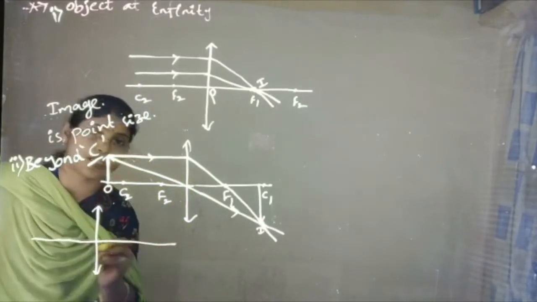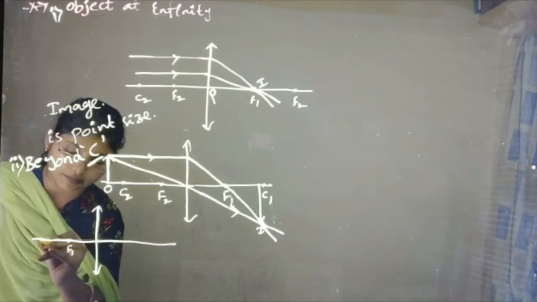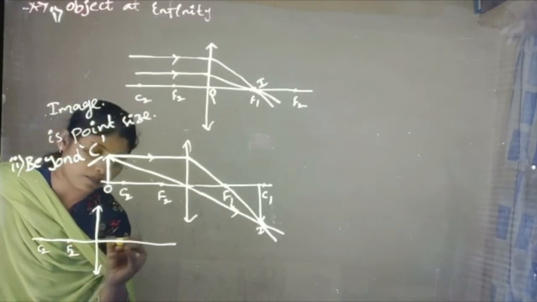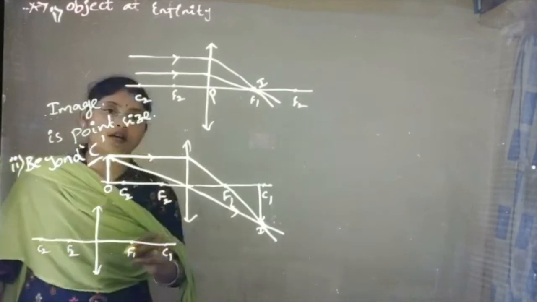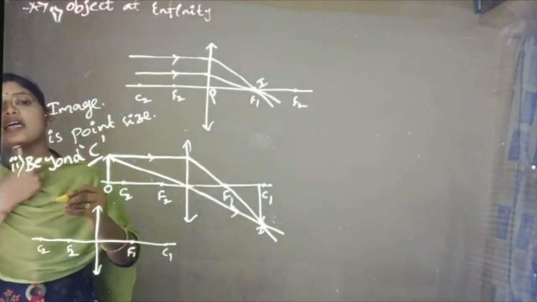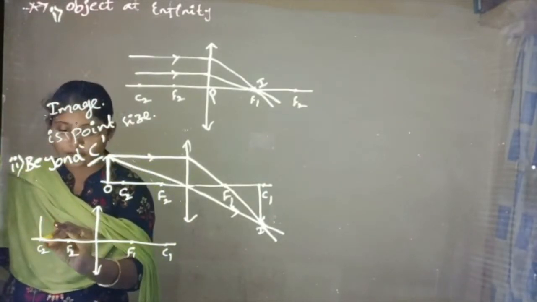So we have to draw the principal axis. On this principal axis, we have to indicate the focal points and centers of curvature. Now the object is placed on the center of curvature only. So here the object is placed.